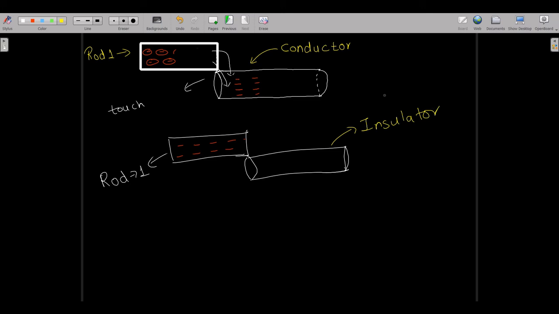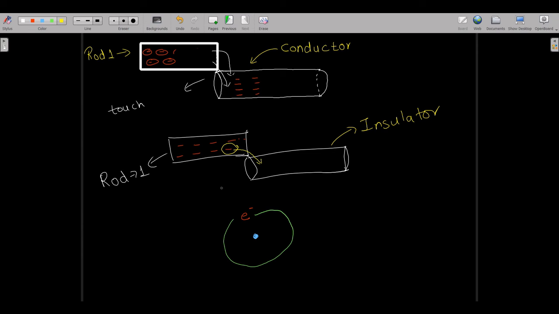So what will happen in this case? Since the electrons present in the insulator atoms are tightly bonded, consider that this is the atom of the insulator. It has an outermost shell, and that outermost shell has one electron. I know that there are many electrons, but for understanding this concept we are taking just a single electron. And now, as I am touching this rod, let's say this particular negative charge is trying to come towards this insulator.